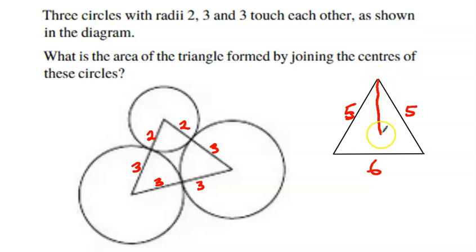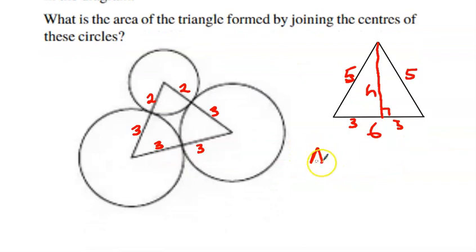When we draw a line from the apex to the base, here is 3, then here is also 3, and this is the height. Okay, area of triangle is half base times height. So first let's look for height.